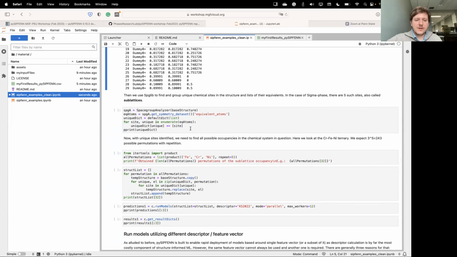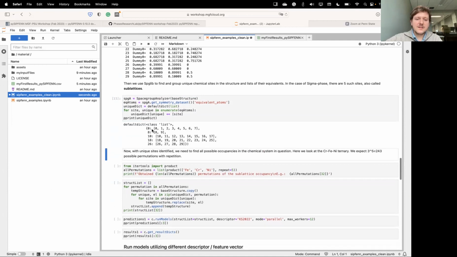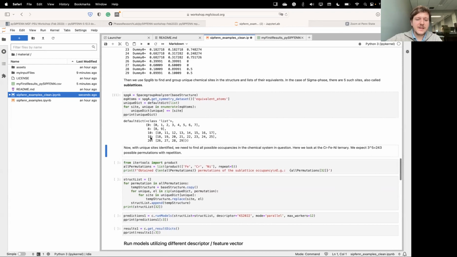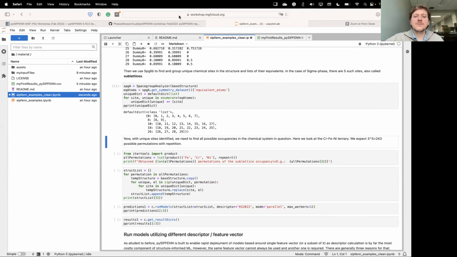And for each of these equivalent sites, one of the sites is assigned to it as the first unique site. So this allows us to create this unique dictionary, which says that site 0 is the same as 0, 1, 2, 3, 4, 5, 6, 7. Site 8 is the same as 8 and 9. Site 10 is, and so on. So we have 5 unique sites with different numbers of repetitions within this structure. Oh, I see some questions in the chat.